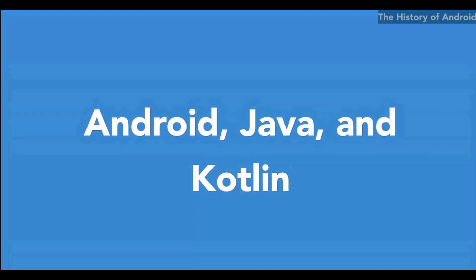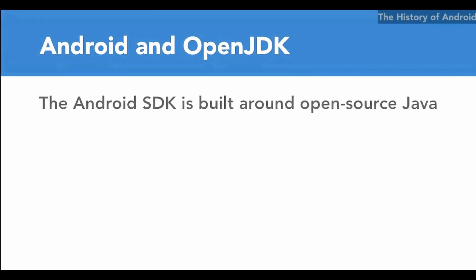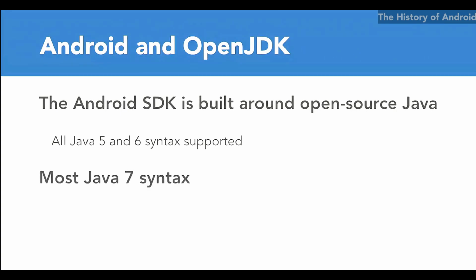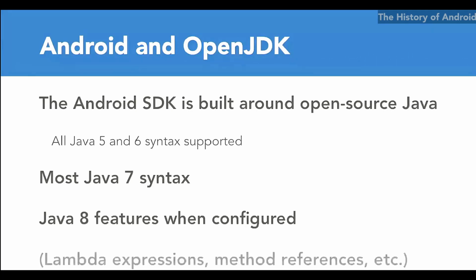The Android Application Framework is built around the Java Developer Kit, or JDK. Recent versions of Java use OpenJDK, an open-source implementation of Java from Oracle. When you're working in Java, you have to pay attention to what syntax is supported. For example, Java 5 and 6 syntax is pretty much supported universally, and most Java 7 syntax works as well. A lot of Java 8 syntax features will work when your project is configured for it, such as lambda expressions and method references and so on.